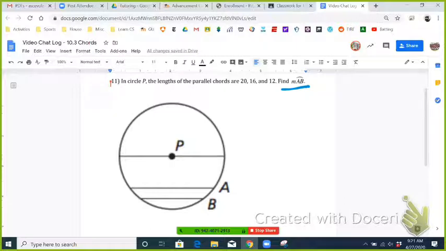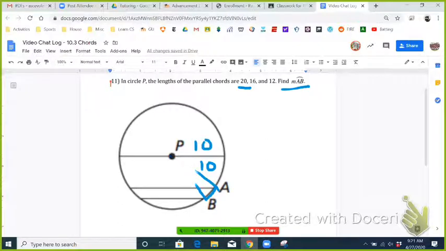So if I draw PA and PB, I could look for angle APB, and that'll give me the measure of this arc in degrees. Okay, so I know that since the biggest chord is a diameter and it's 20, I know that the radius is 10. So that's 10 and that's 10, because the radius is half the diameter.